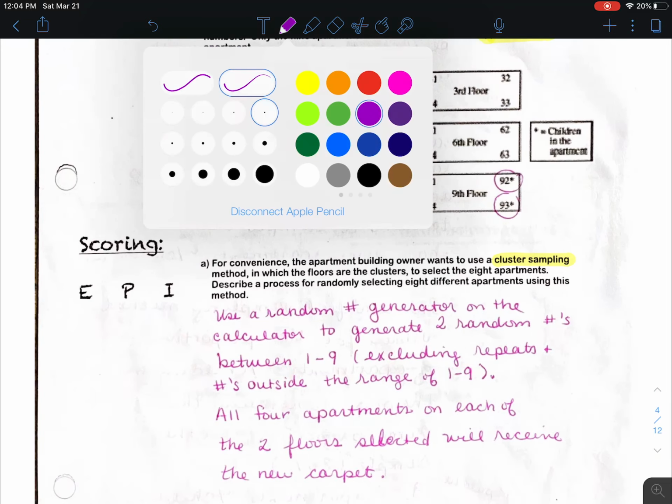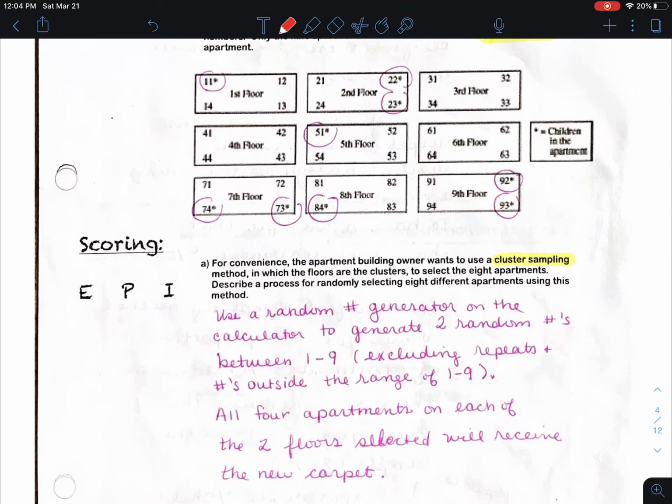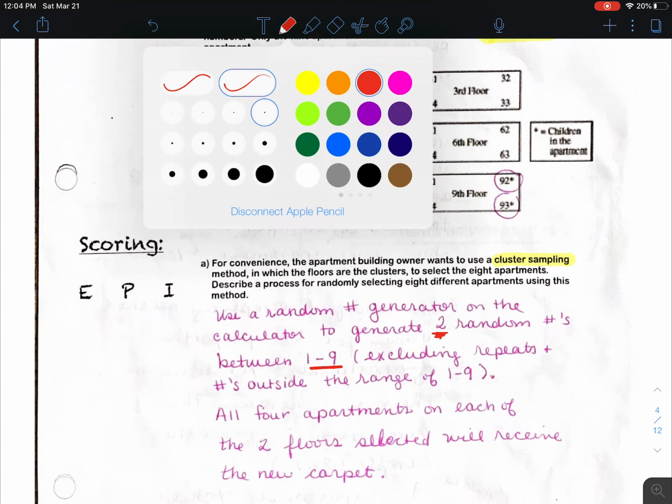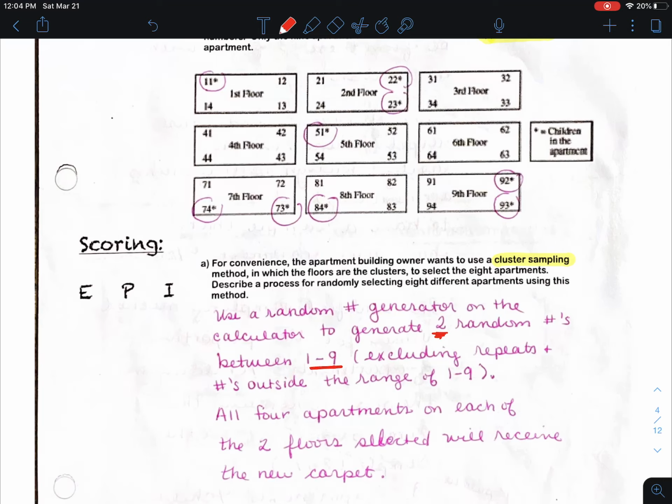When you do cluster sampling, that's when you are selecting an entire group. You select the group at random, but then everybody in that group is going to be in your sample. And so I said use a random number generator on the calculator. I want to generate 2 random numbers between 1 and 9 because there are 9 floors. I'm going to exclude any repeats or any numbers outside of the range, and then I'm going to sample each of the 2 floors selected for every apartment to get the new carpet.